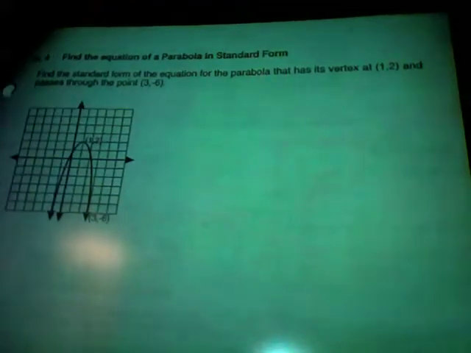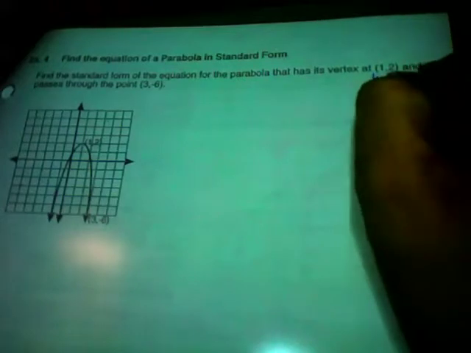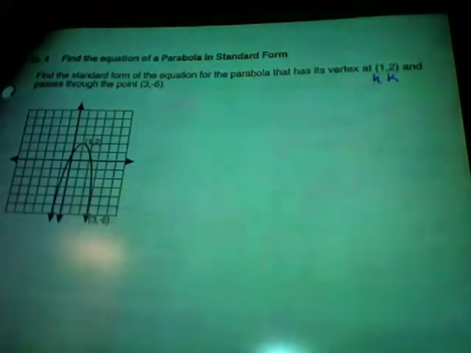All right, so we're going to find the equation of a parabola in standard form. So look what they've given you. It has the vertex 1, 2. So what are they actually giving us? Which is h and k, inside the argument, outside the argument. And then it passes through the point 3, -6.